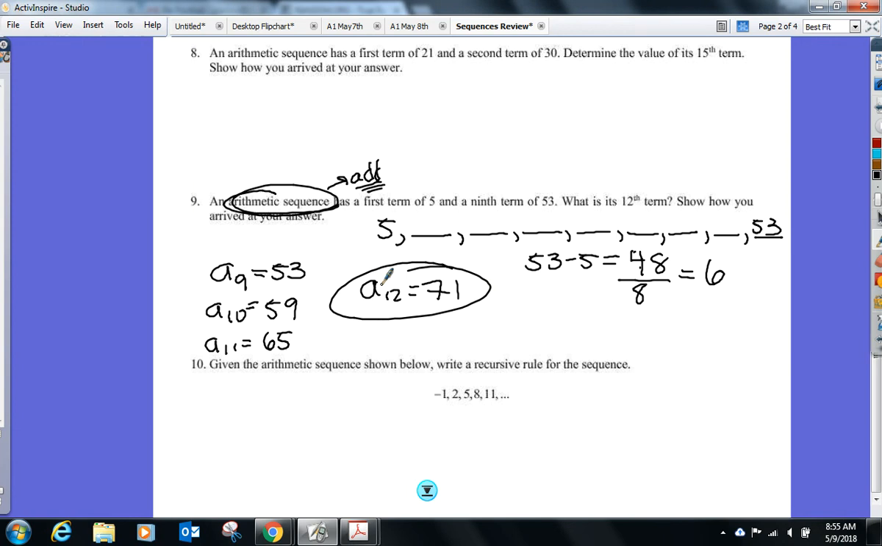Are we okay on how I got there? How I found it was adding 6 by, I don't want to guess and check. You had 48 to add, from 5 to 53 is a distance of 48. And we just counted with each other, 8 times you're going to add. So divided by 8, that means I got to add 6 every time.